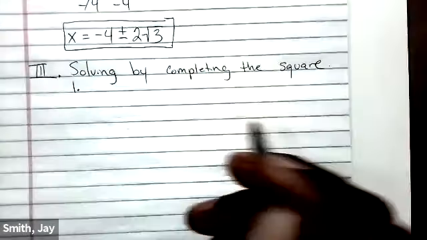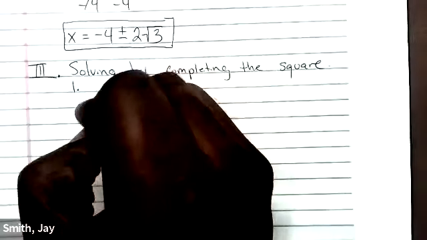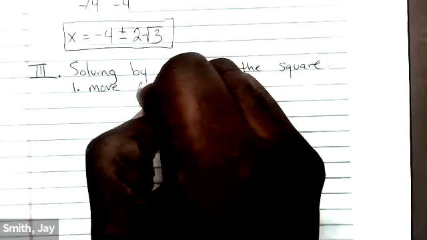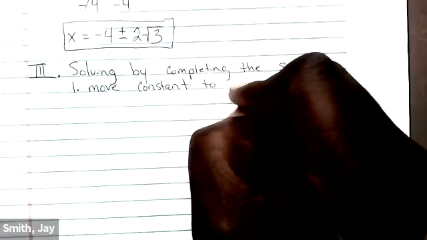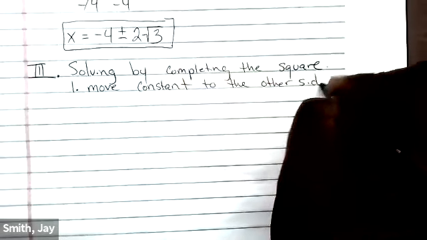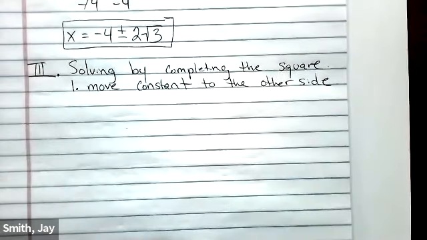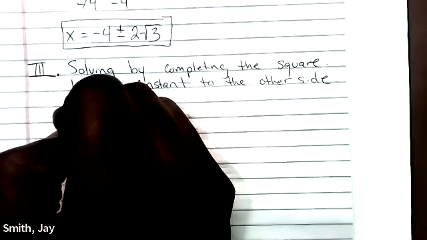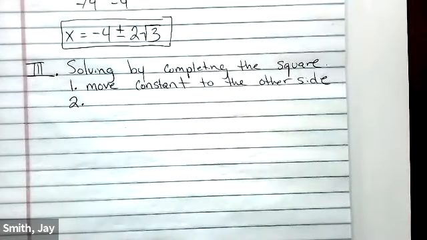The first step when we're solving by completing the square is we want to isolate our x terms or move the constant to the other side of the equation. So the first thing we want to do: move the constant to the other side. When we're completing the square, what we're going to do is force our x terms that remain on one side to be a perfect square trinomial.